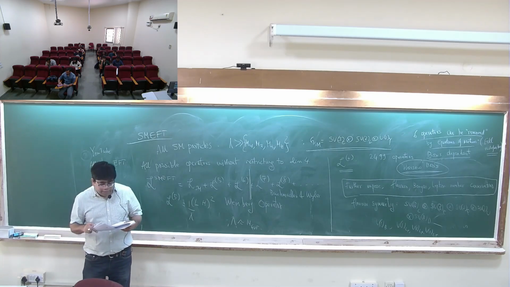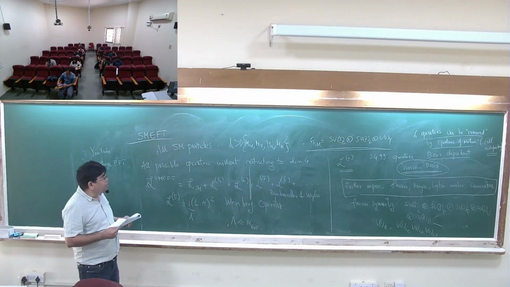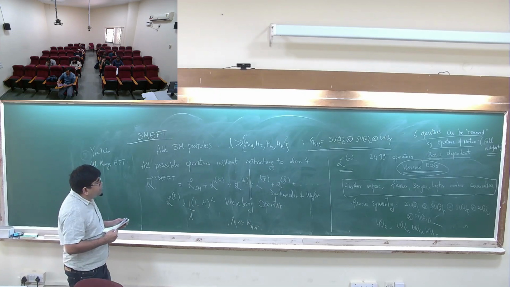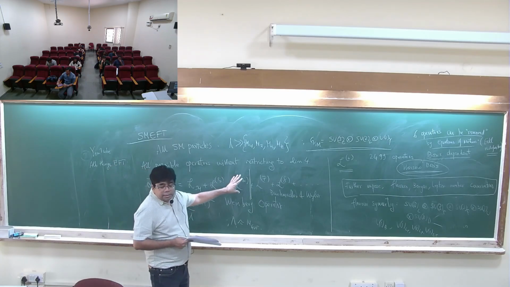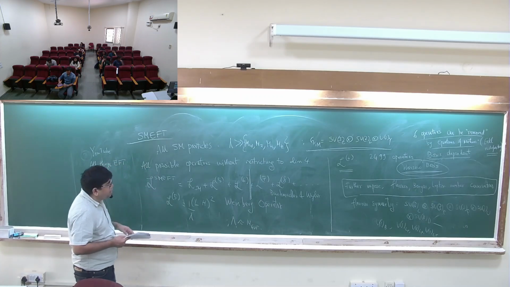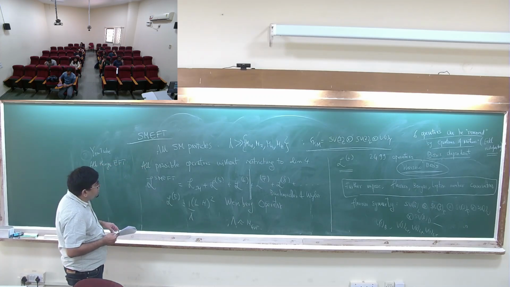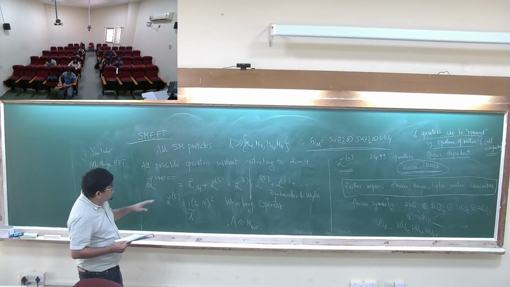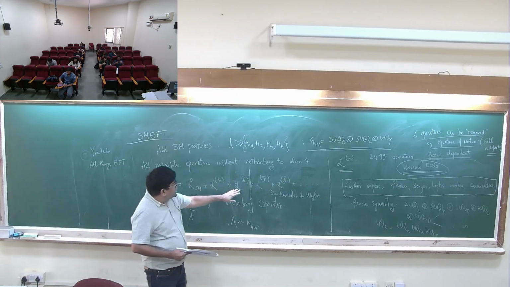So how do you construct all these possible operators? Let's look at SMEFT at dimension 6. Let's not worry about dimension 8, but we'll come to it. These days it's becoming important. So dimension 5 we have seen, dimension 6 we'll see.